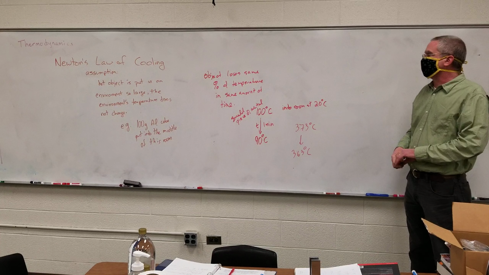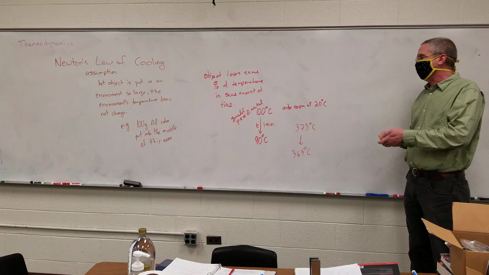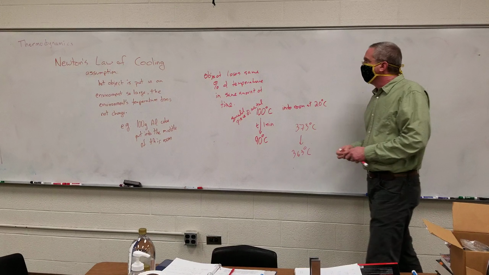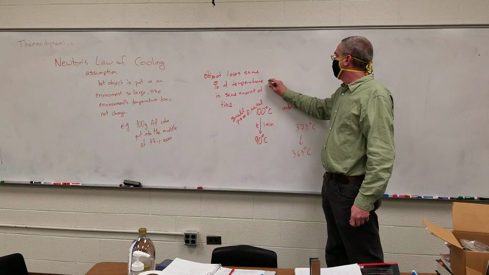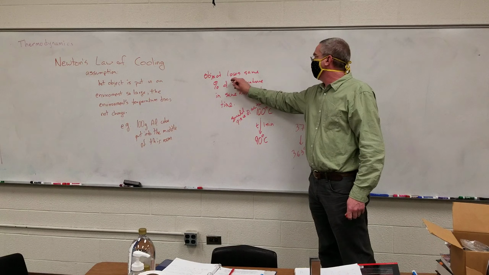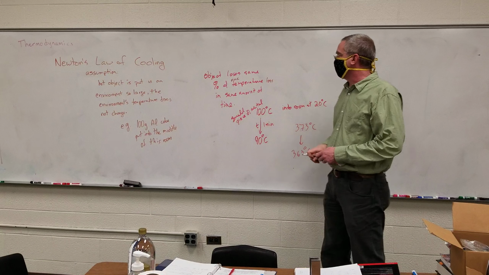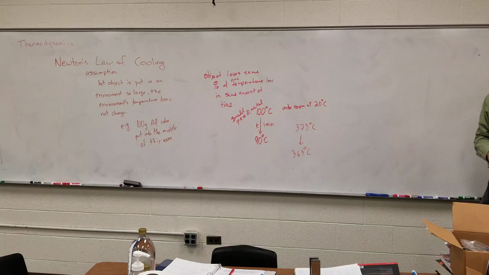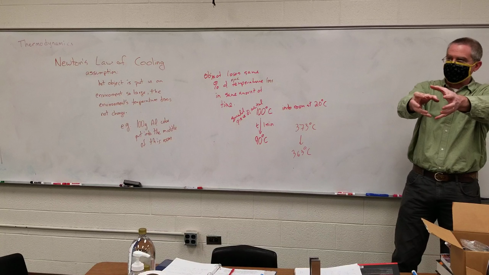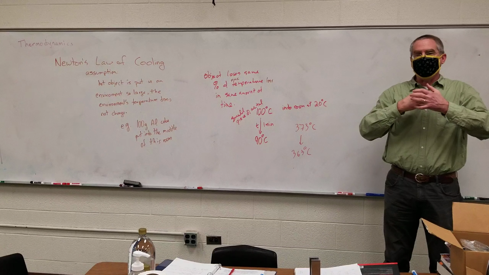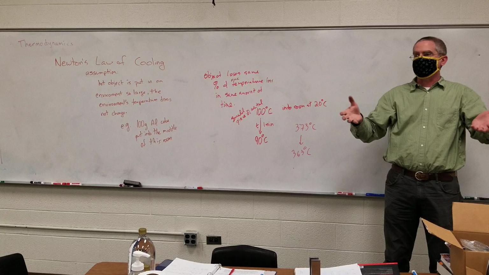So the object loses the same percentage of temperature in the same amount of time, a little bit misleading. It loses the same percentage of maximum temperature loss in the same amount of time. Because if I put a small cube at 100 degrees Celsius in a room that's 20 degrees Celsius, what ultimately is going to be the final temperature of that cube? What is the coldest it can get?